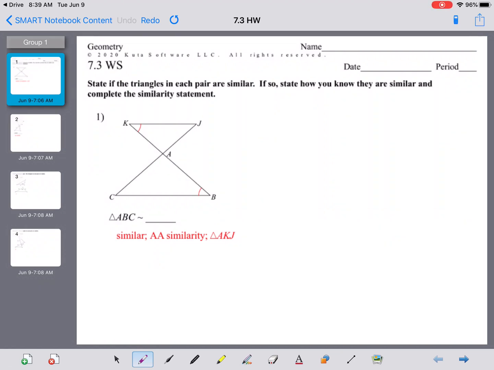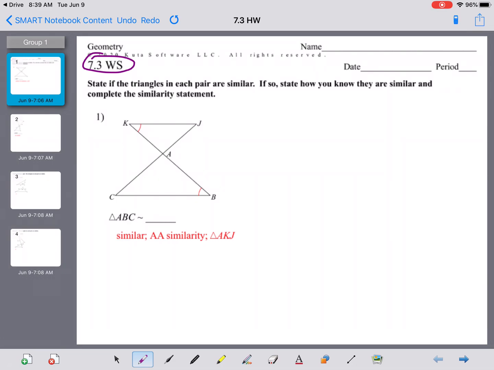All right, guys, let's go through our 4 problems on the 7.3 worksheet. So let's take a look at number 1 here. We're supposed to state if the triangles in each pair are similar. So it's a yes or no question off the bat. But if it's yes, you've got to tell them how we know they're similar. We learned 3 ways to do that, and then complete the similarity statement.